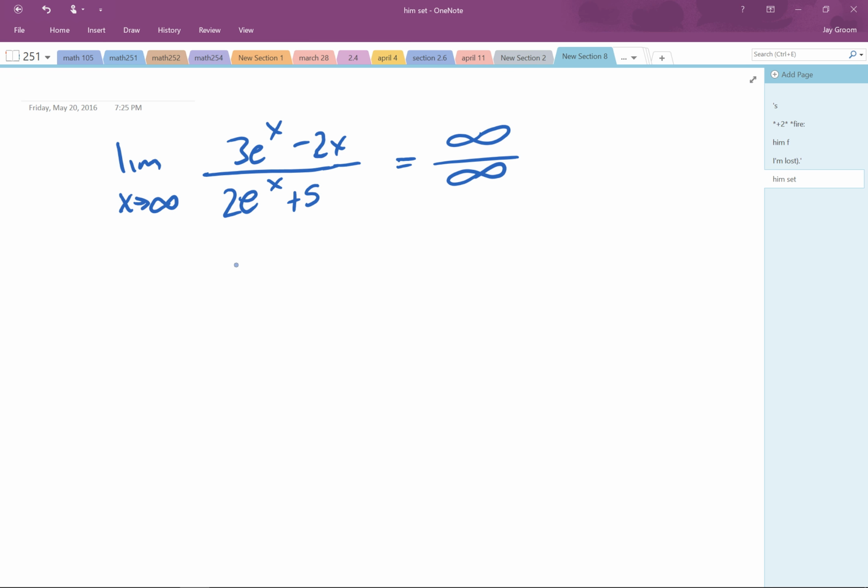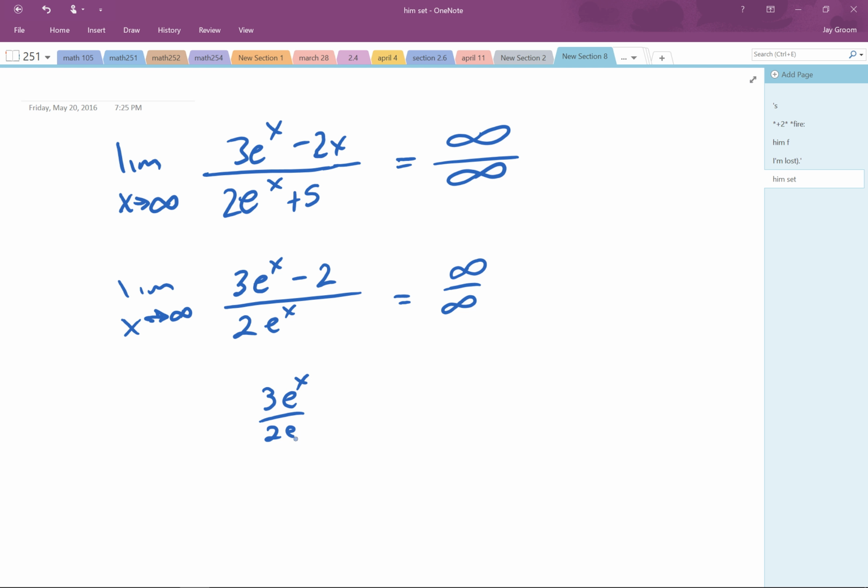So L'Hopital comes along and says, hey, take the derivative. I said, okay. Take the derivative at the bottom, he says. I said, okay. Now take the limit as x approaches infinity. Oh, well, it's still infinity over infinity. That sucks. So take it again, he said. Well, it's 3 e to the x over 2 e to the x.